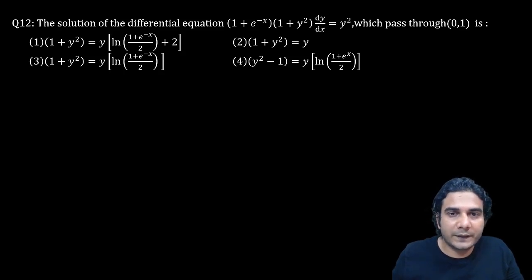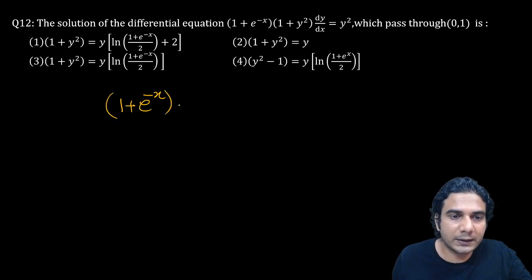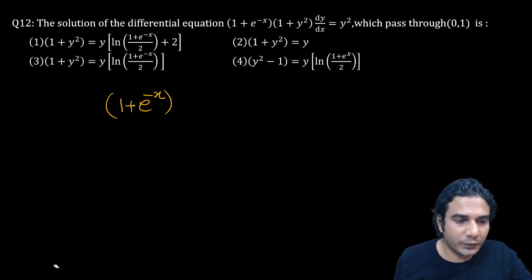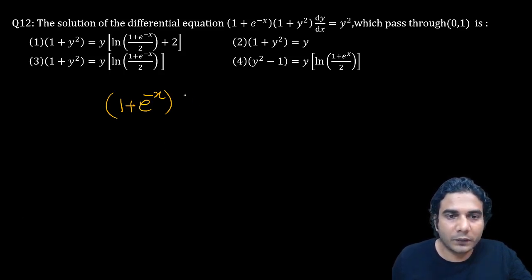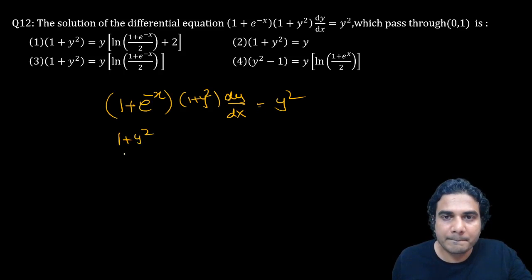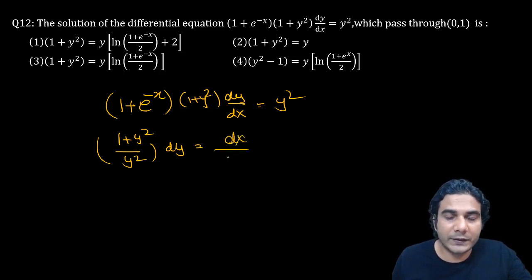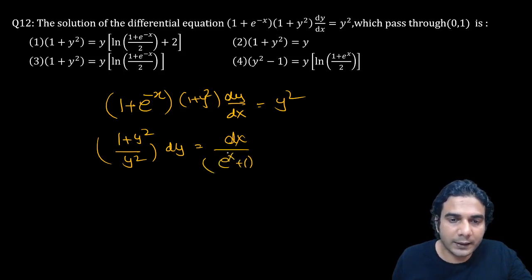Now we need to find the solution of this differential equation. We can solve it easily because this is variable separable type, 1 plus e raised to minus x dy by dx equals 1 plus y square. Now let's do the remaining questions fast. This is a pretty simple problem. We'll get (1 plus y square) divided by y square into dy, and you can write dx upon 1 plus e raised to minus x, which you can write as e raised to x upon e raised to x plus 1, with e raised to x in the numerator.